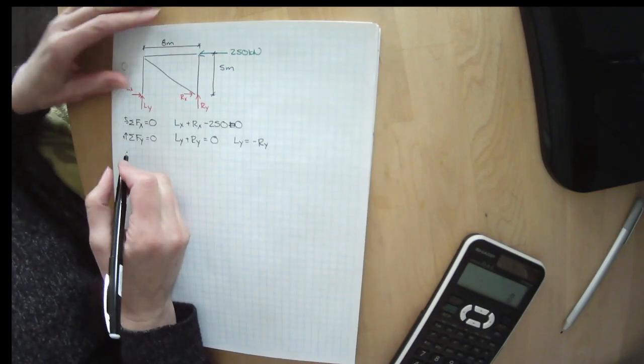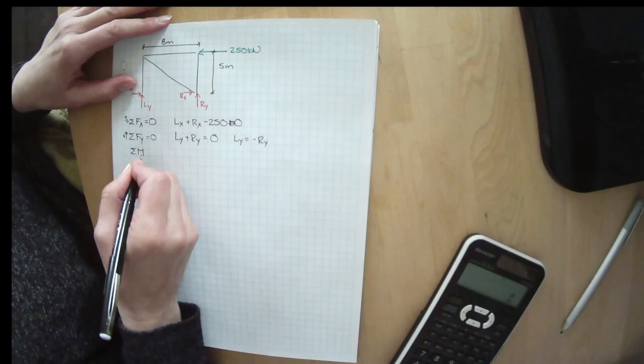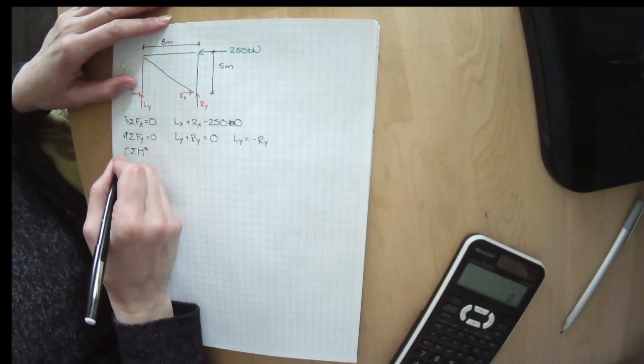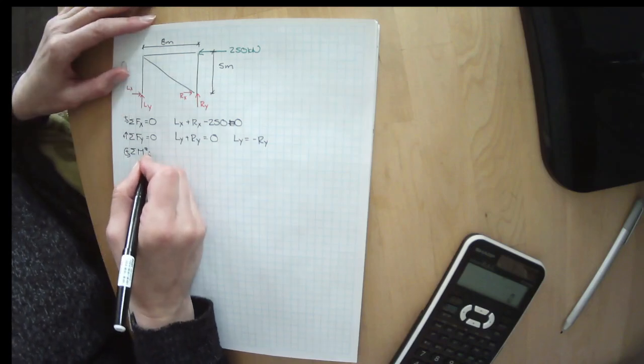Let's try one more thing. We have summing our moments about the z-axis, with everything going in that direction being positive, and let's pick our left-hand side to sum about.